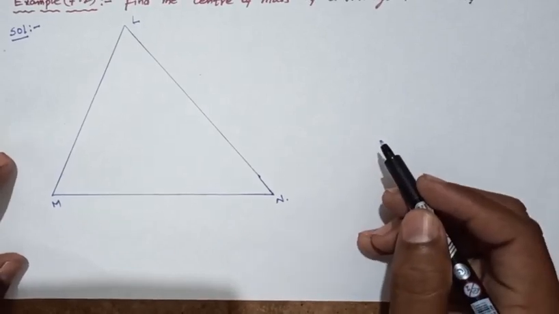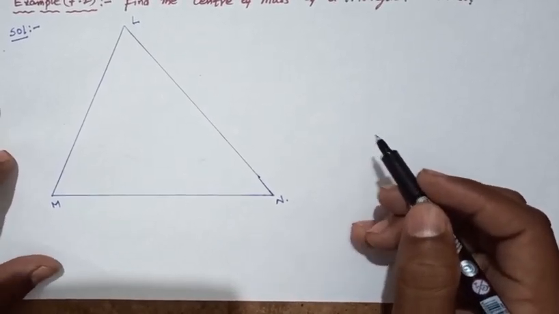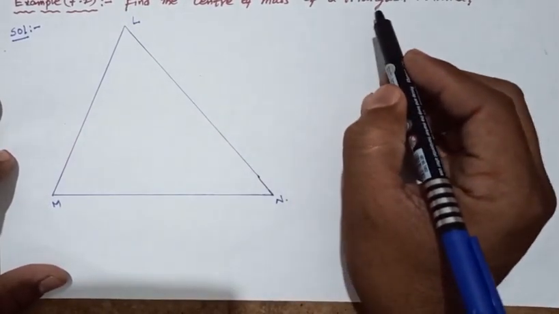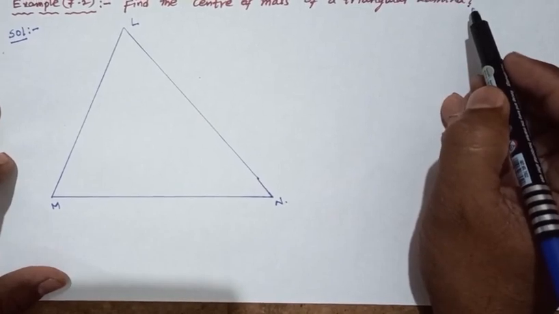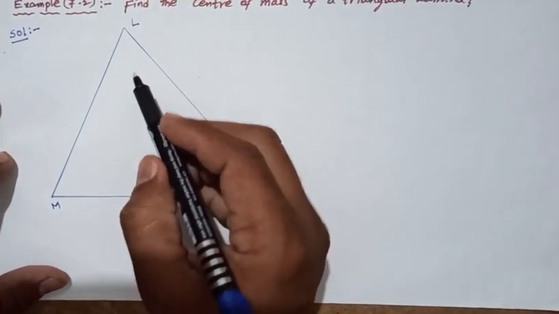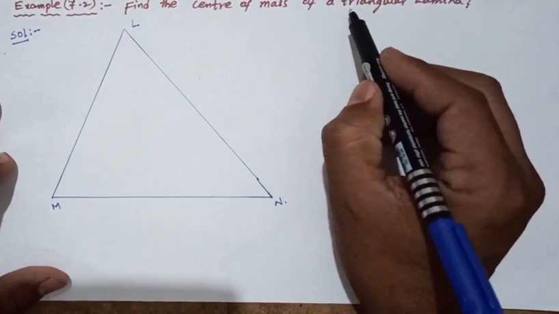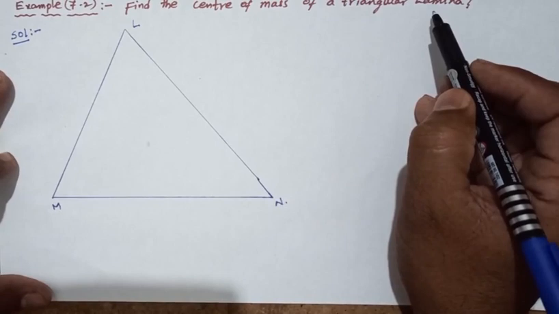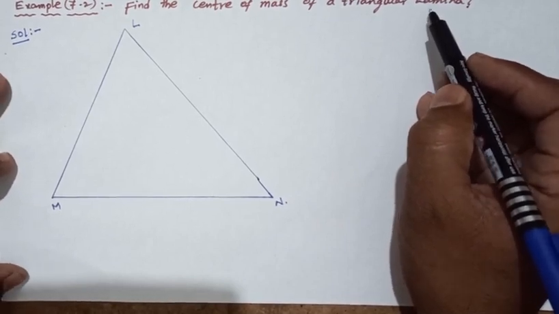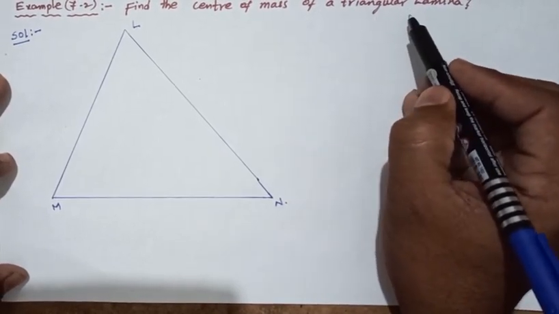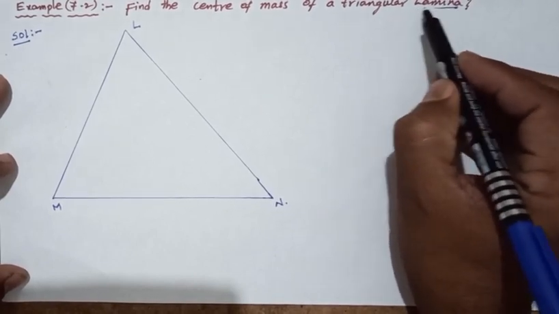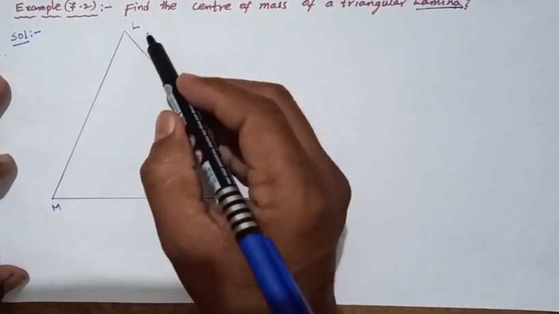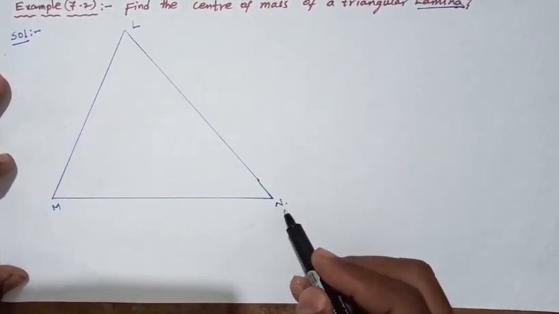Okay, good morning everyone. So we will study example number 7.2: find the center of mass of a triangular lamina. A triangular lamina is nothing but a thin film or thin plate of a rigid body, taken in a triangular shape. LMN is the triangular lamina.